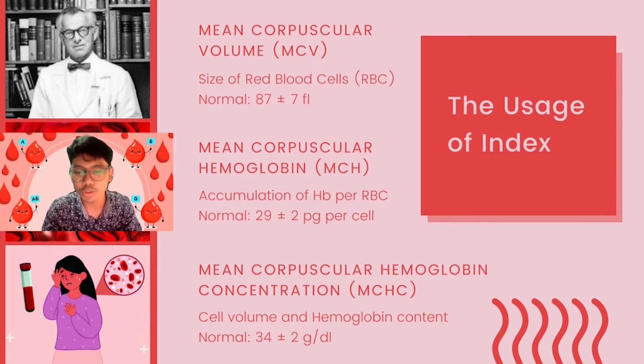And finally, mean corpuscular hemoglobin concentration can be used to calculate cell volume and hemoglobin content of someone's blood. All the normal values of this index are also shown on the slide already.